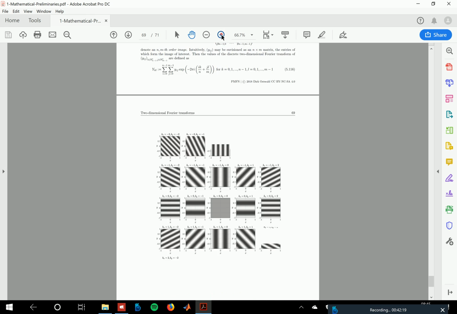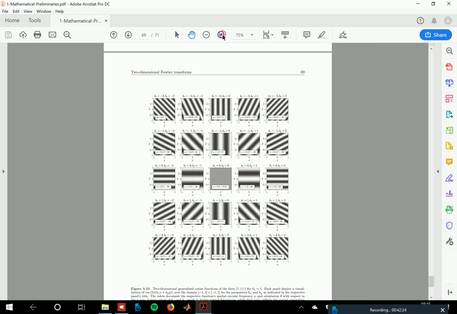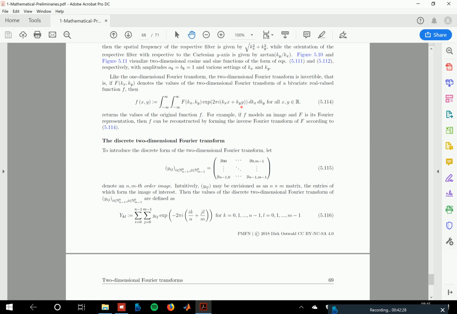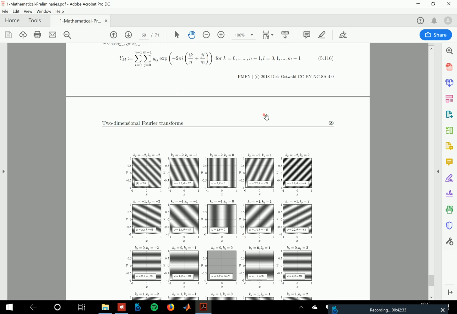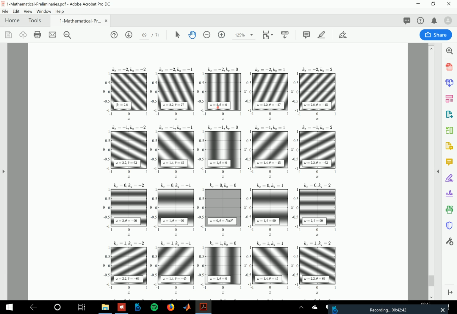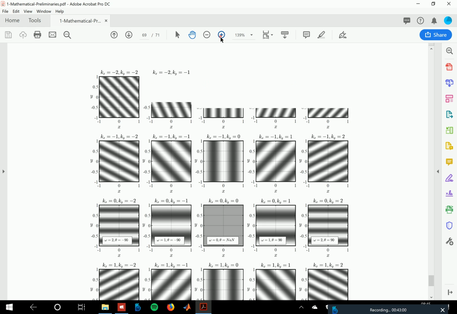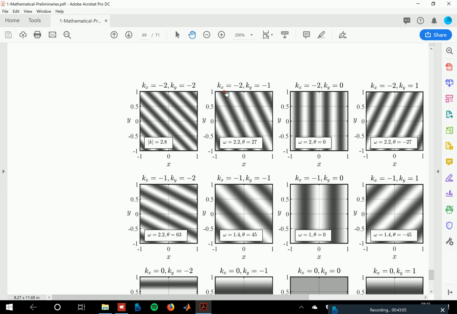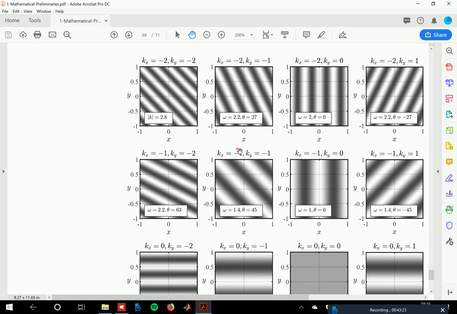What this shows are these cosine functions that we just discussed, now plotted over x and y, where x and y each vary from -1 to 1. They are plotted for various settings of the kx and ky parameters. For each of these panels, the title denotes the kx setting, so -2, and the ky setting, -1. And I also evaluated the omega parameter and the theta parameter according to the formulas that we've just seen.